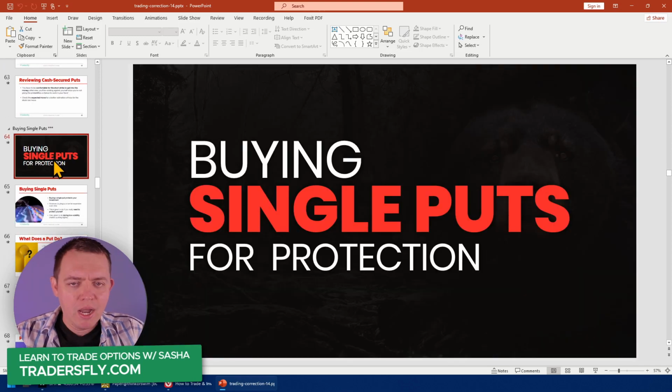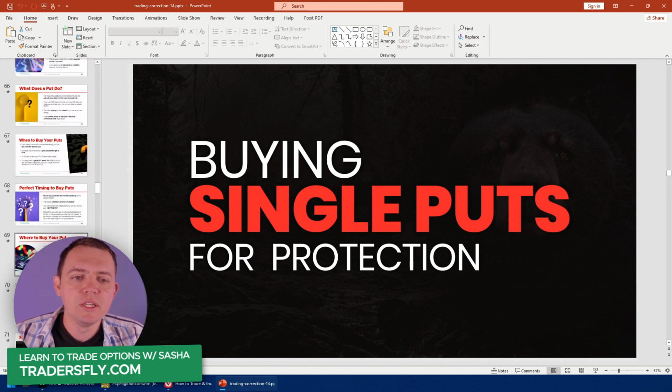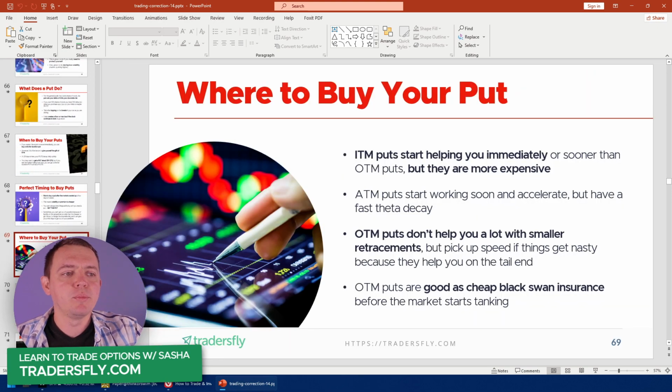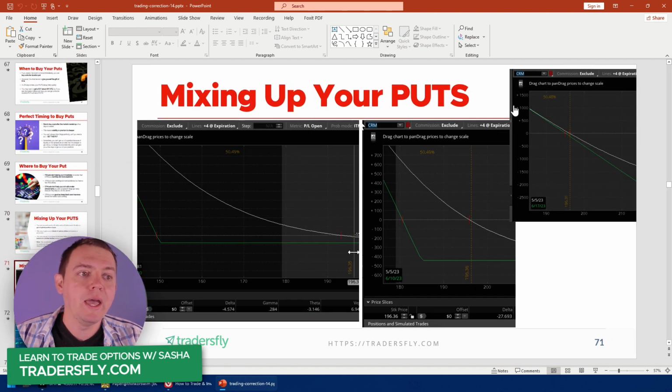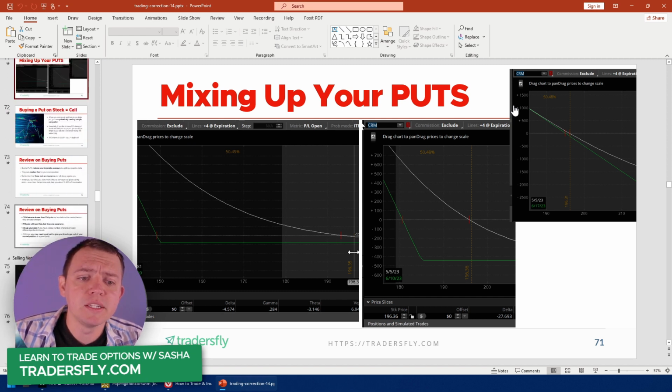When do we buy them? How do we buy them? Which delta do we buy them at? How much duration do we need? So for example, where do we buy the puts? You could buy an in the money, out of the money, or an at the money put. And how do they work and behave differently? We'll show you the differences and which one makes sense when and why, and how you might place those trades.